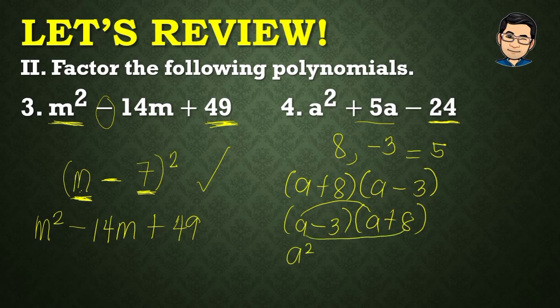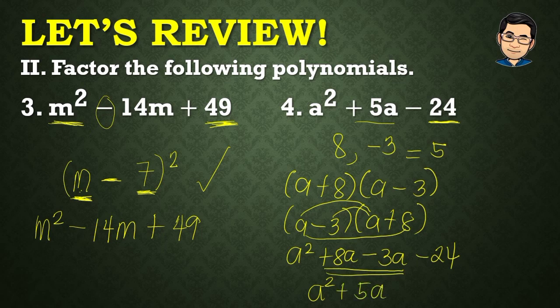Outer, a times 8, 8a. Inner, 3 times a, negative 3 times a, negative 3a. Negative 3 times 8, that is negative 24. And then, combine like terms, 8a and 3a. So, a squared plus 8a minus 3a, that is 5a. Then, copy negative 24. So, ayan. Kitang-kita nyo naman, kaparehong-kapareho niya yung given.